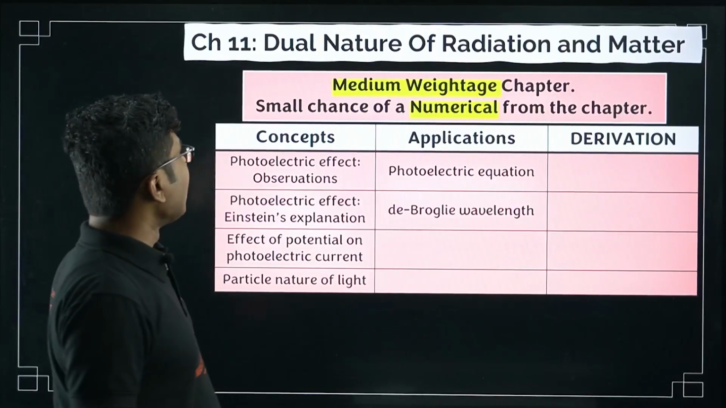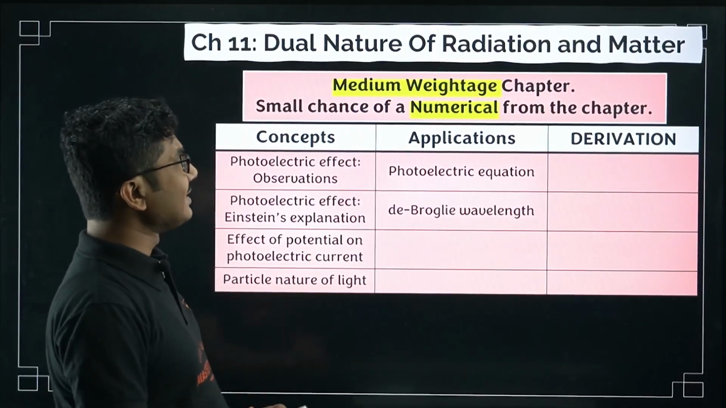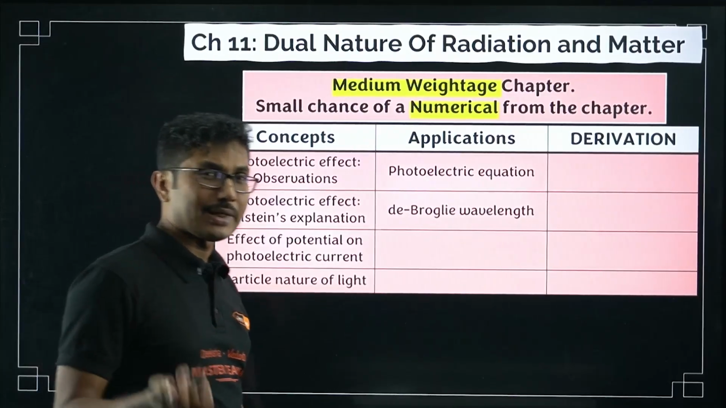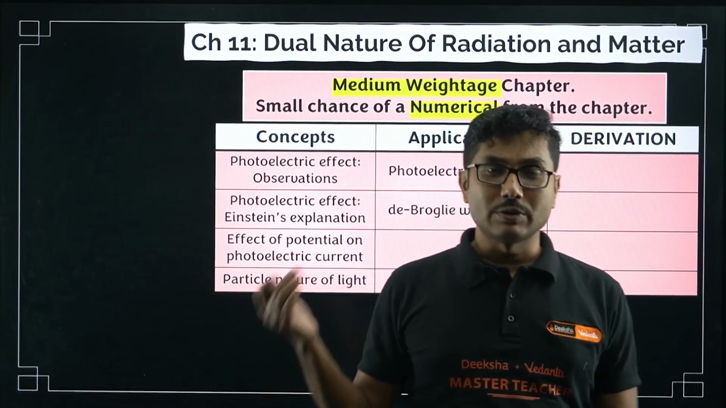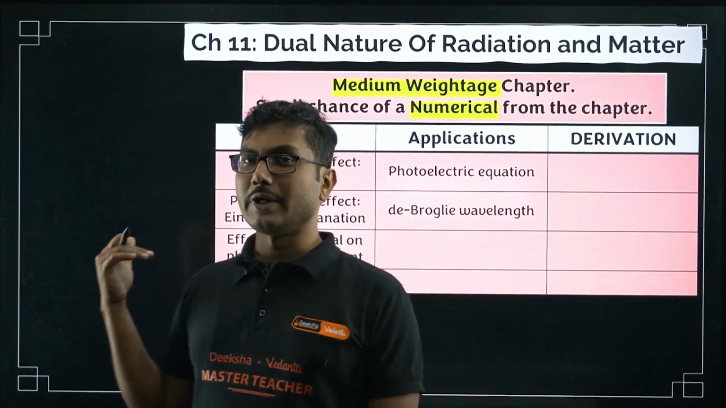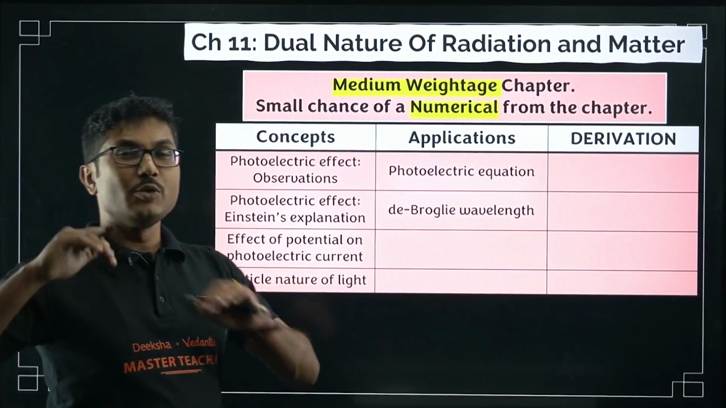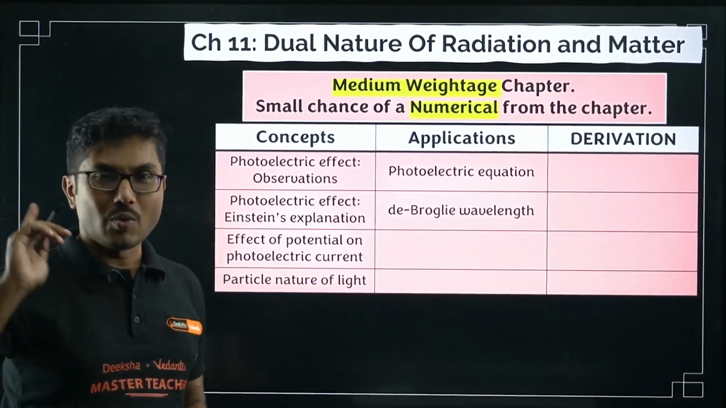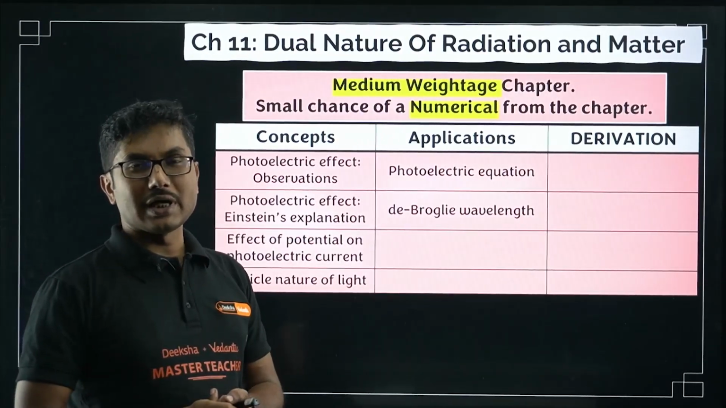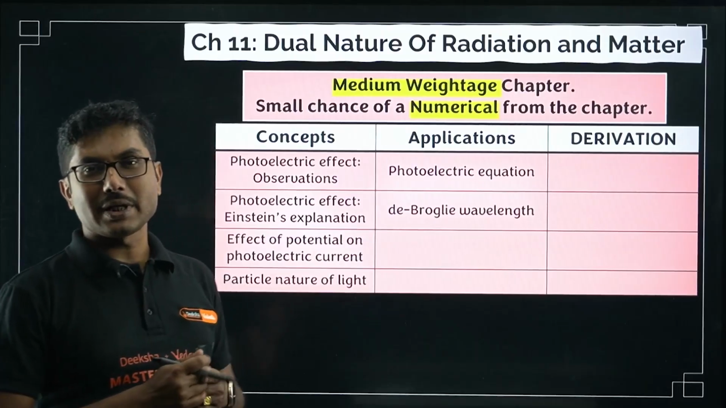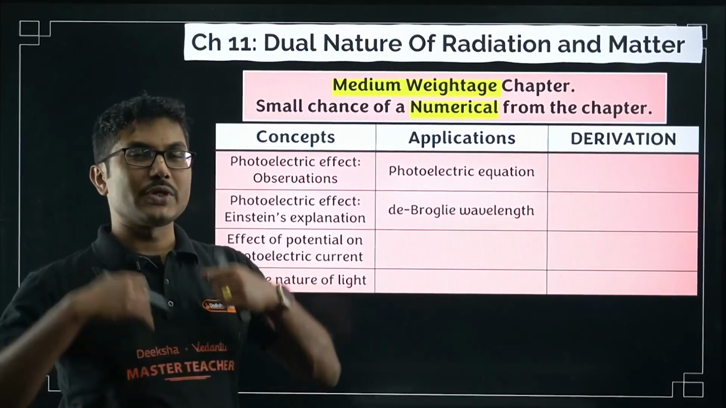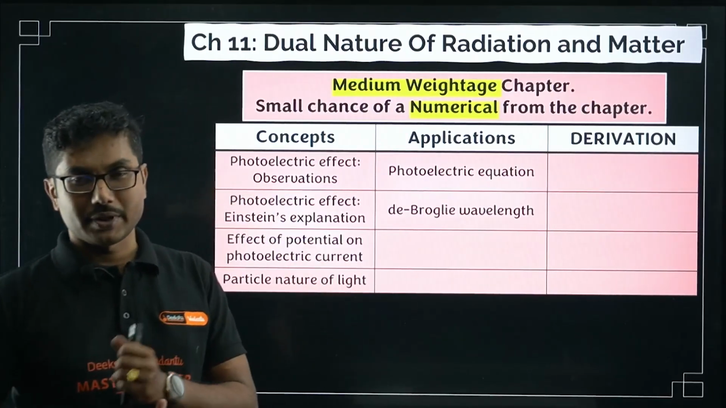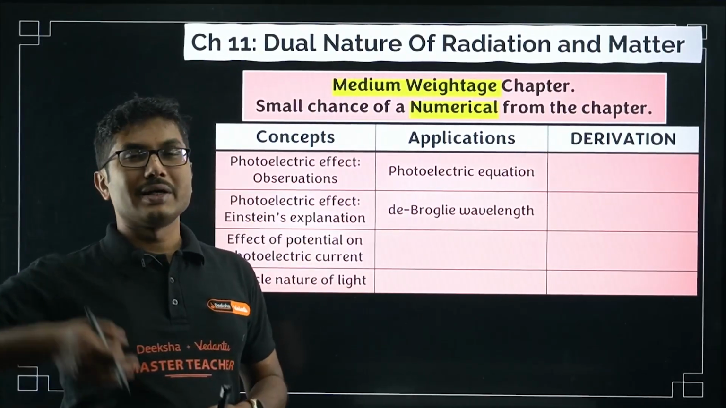Now, dual nature of radiation and matter, this is also a medium weighted chapter. There is a small chance of a numerical from this chapter instead of ray optics, because in one of the blueprints there is a numerical question from this chapter. But if it comes, it should be very, very easy. Only one formula based question will come. There is only one formula in the entire chapter, with different variations of the same formula. Based on what is asked, you can solve the numericals from this chapter. We will do that in our revision session.